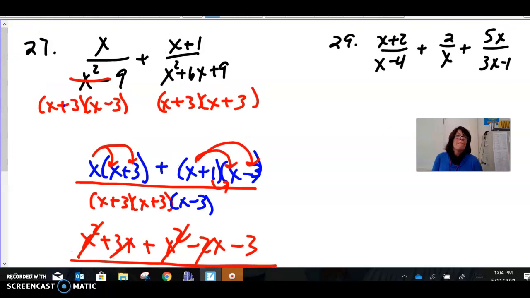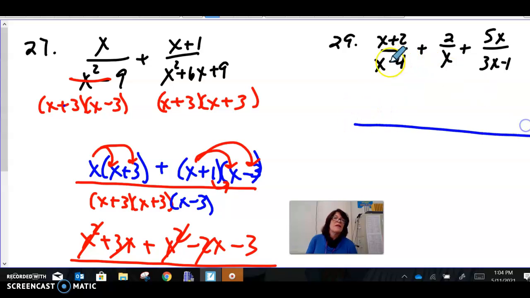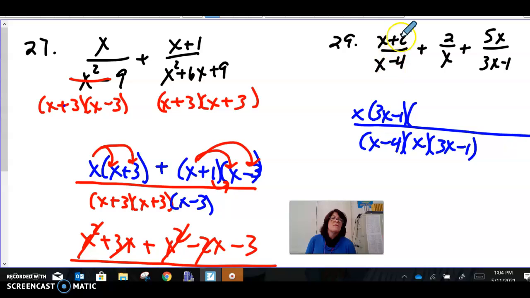Last one. We have 3 terms. Is this the right 29? Yes. Okay. Oh, gracious. I need 3 different things in the denominator. I need an x minus 4. I need an x. And I need a 3x minus 1. What's missing here is an x and a 3x minus 1 to multiply by the x plus 2. What's missing here is 2 things. X minus 4 and 3x minus 1.